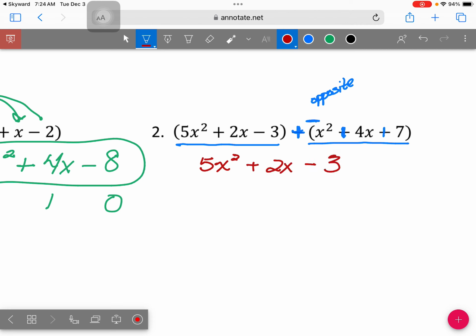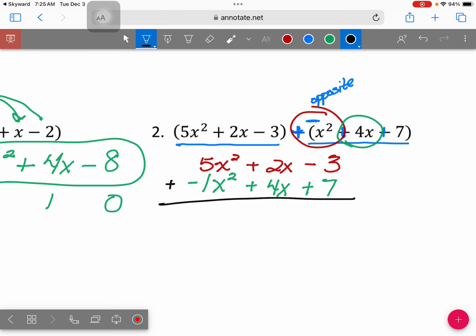And then I want to line up those like terms. So I have a negative x squared. So I'm going to put this here. Negative x squared. And that is a negative 1. I have a positive 4x. So I'm going to put that here. And finally, a positive 7. Remember, we do not subtract, we add. So you can add a positive plus a negative. So 5x squared plus negative 1x squared.